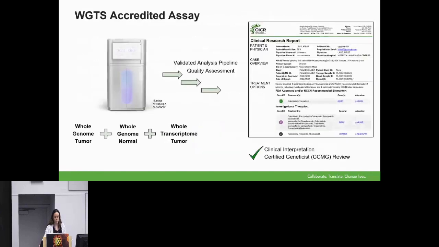So this assay involves sequencing a combination of the tumor and normal whole genome and the tumor transcriptome. And this is followed by several QC steps as the data goes through our validated analysis pipeline. We then generate an integrated report, which is reviewed by trained clinical interpreters and a certified geneticist. And the clinical report uses data from this analysis pipeline, and it summarizes clinically relevant information about the patient's cancer genome. The goal is to utilize complete genomic and transcriptomic data for precision medicine, so that effective treatment may be used in accordance with the genetic profile of each patient's cancer.